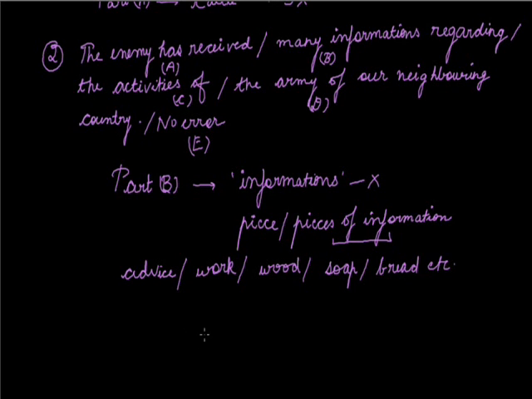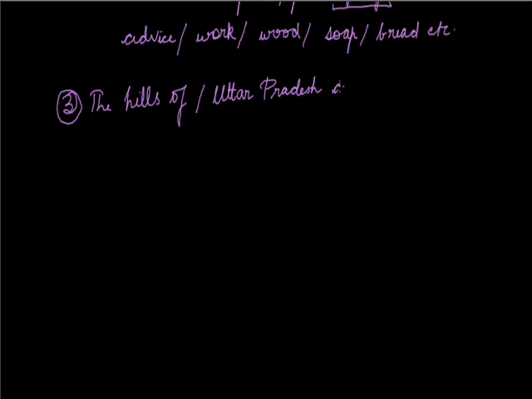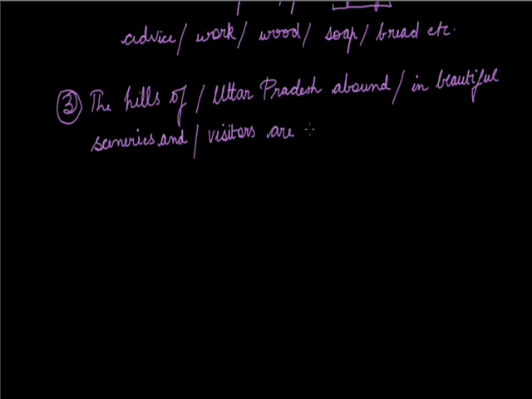Understood, students? Come on, let's move to point 3. Next question or next point of error spotting is: the hills of Uttar Pradesh abound in beautiful sceneries and visitors are attracted to it every year.